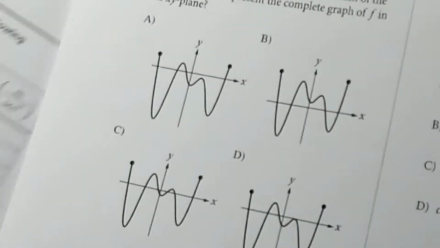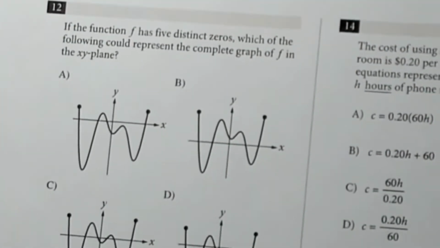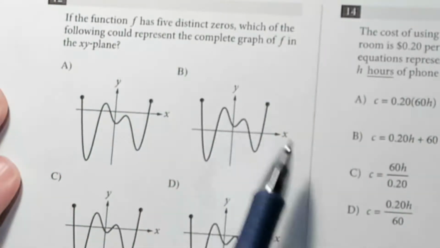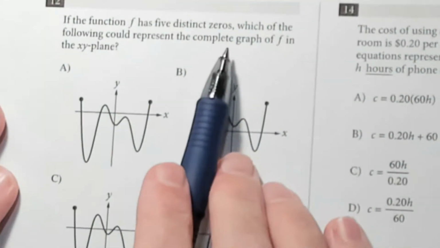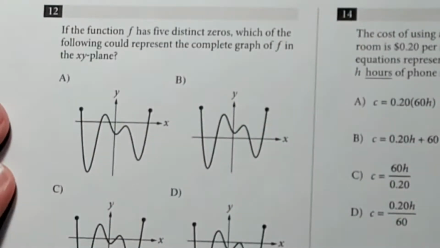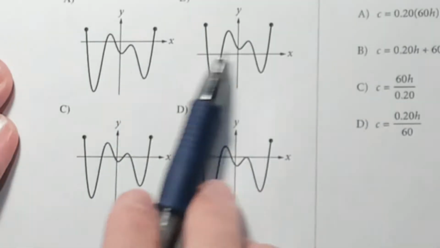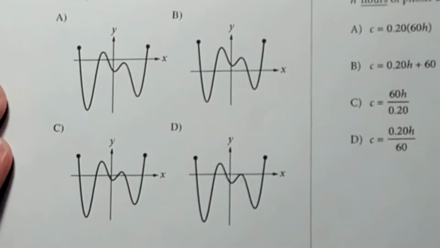Okay, number 12. A function has 5 distinct zeros. Which of the following could represent the graph? Okay, all a zero means, well, you know what? You can pause this. I'm going to scroll up a little bit. You could see, find your zeros. What's the answer?